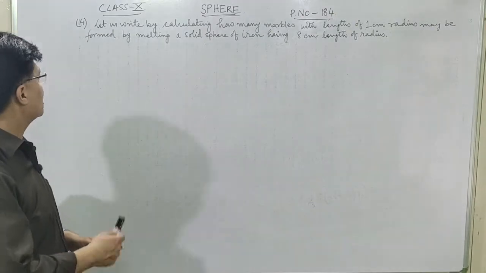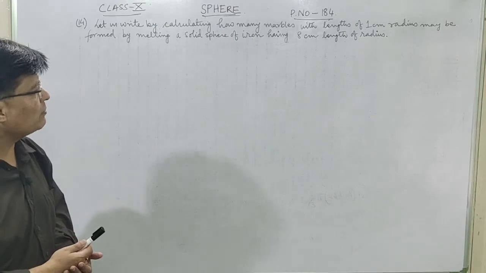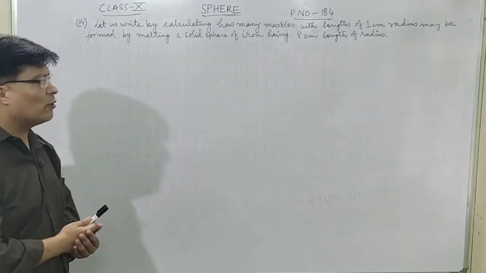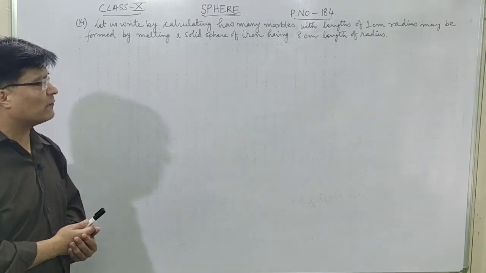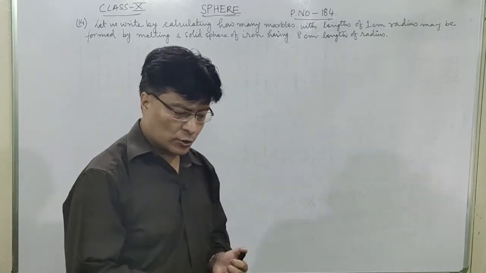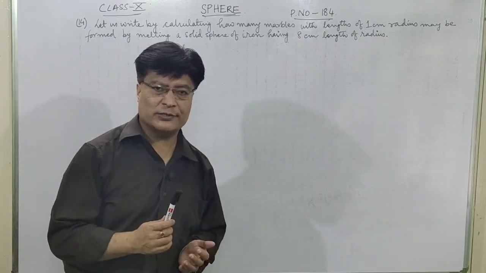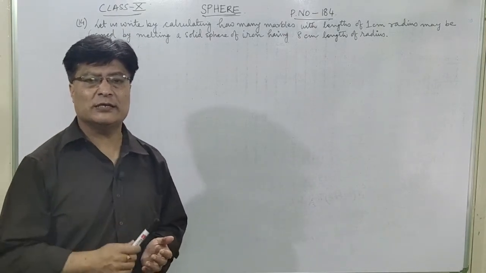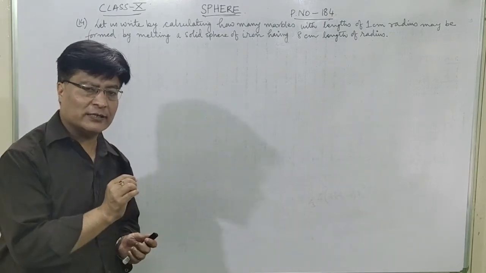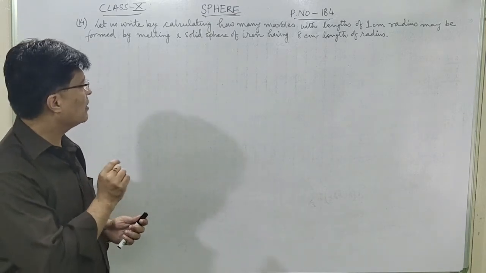So now we'll do the next question, that is question number 14. Let us write: by calculating how many marbles with length of 1 centimeter radius may be formed by melting a solid sphere of iron having 8 centimeter length of radius. So in the question it is asked to find out how many marbles, each of radius 1 centimeter, can be formed by melting a solid sphere of radius 8 centimeter.